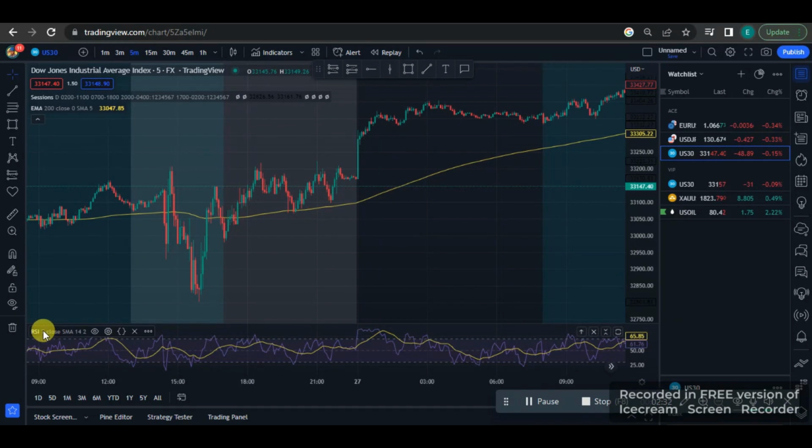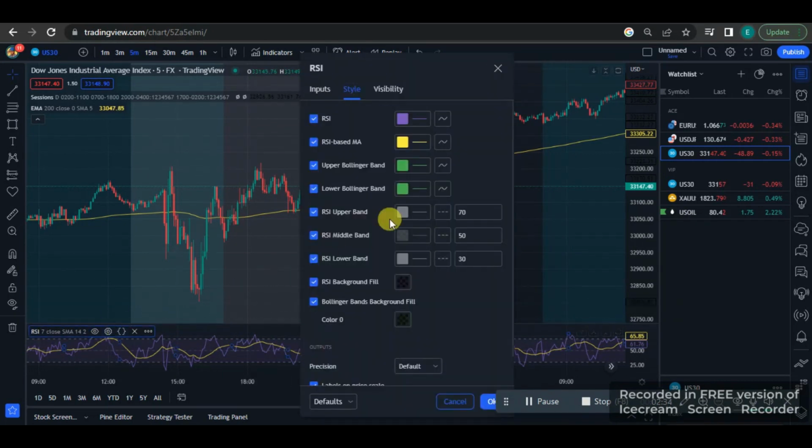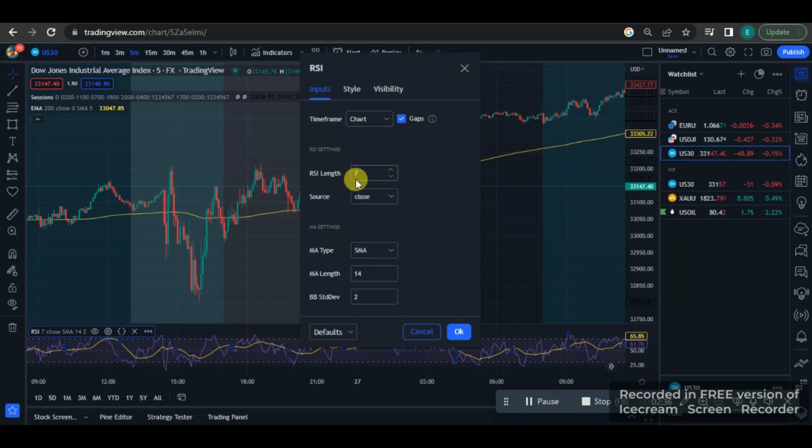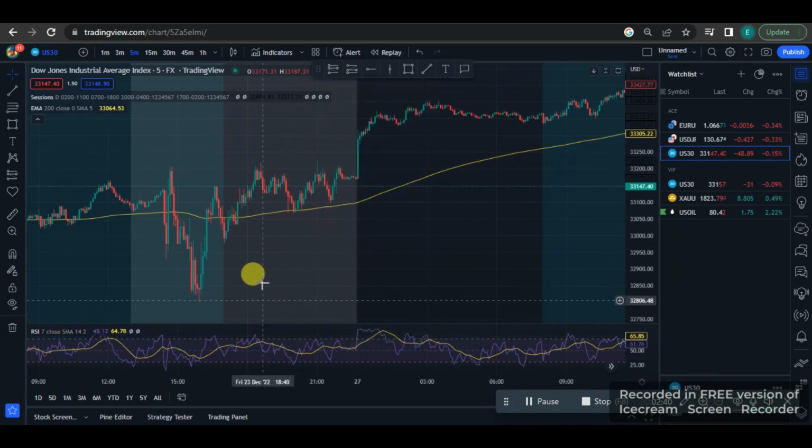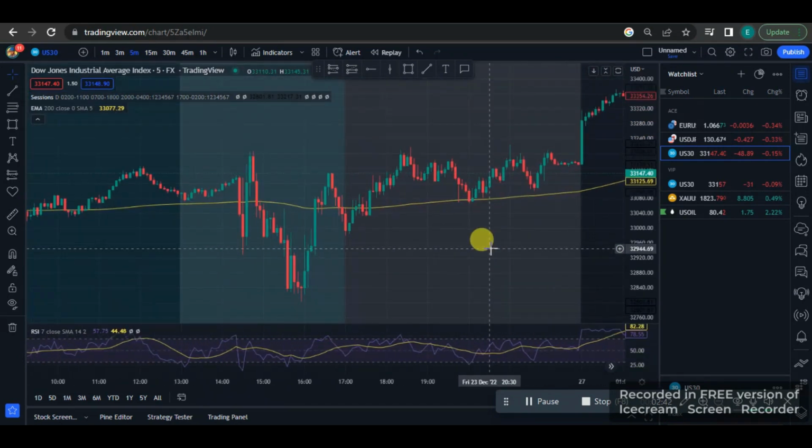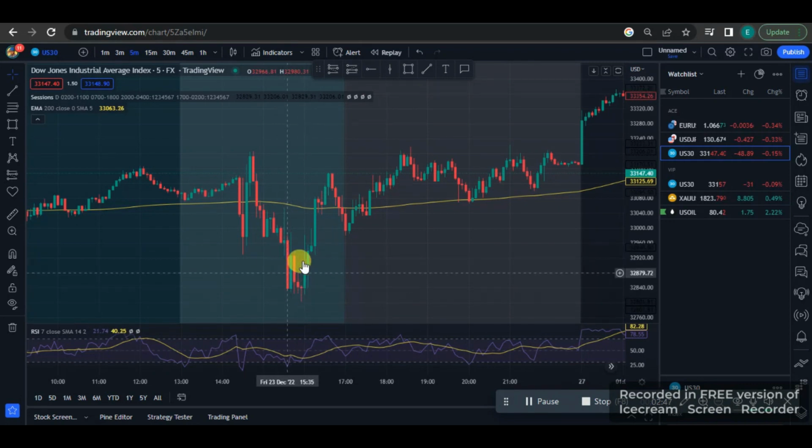So guys, I'm using the RSI 7. I'm not using the default, so you can come to this input and change it from 14. By default it's 14 here, or you can change it to 7. So guys, look at this. We want to see price, like at one point in time, price was below the 200 exponential moving average line. Then price broke out. As you can see, price broke out.